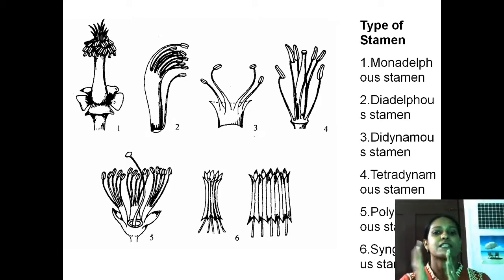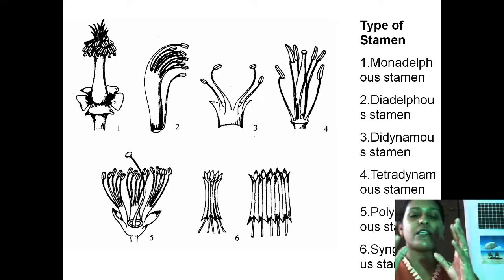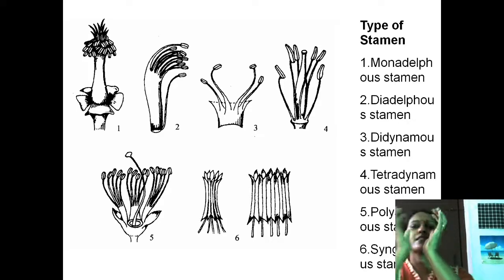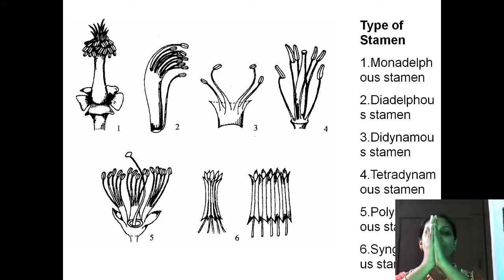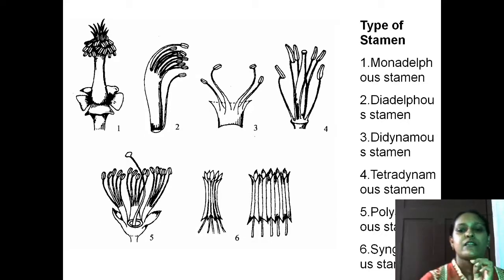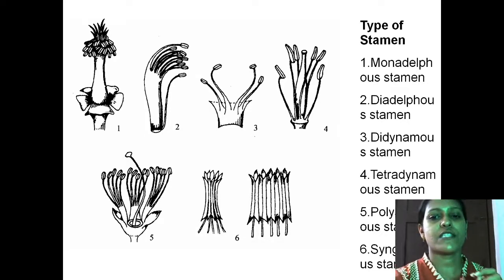We can see this in Cucurbitaceae. The lobes are fused, and the filaments are all free. See, look at my hands. These are the anther lobes, fused together. This is a filament, and here I show another filament. So this is all about the syngenesious stamens.